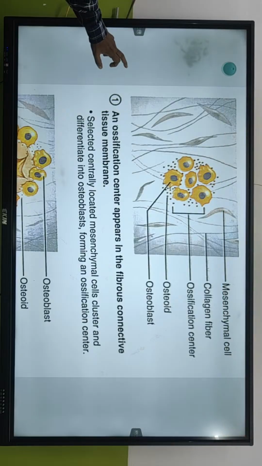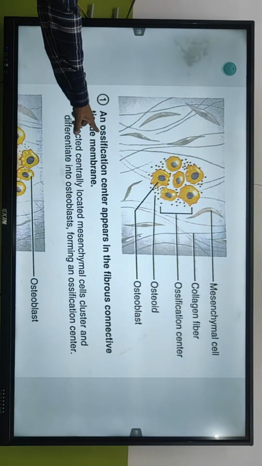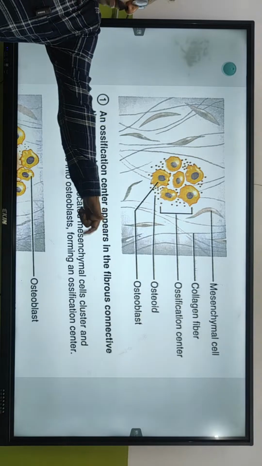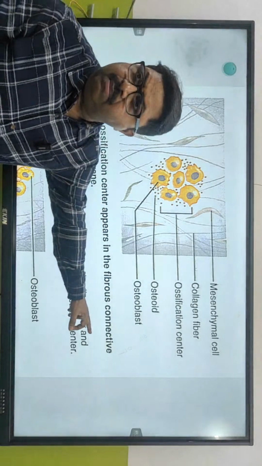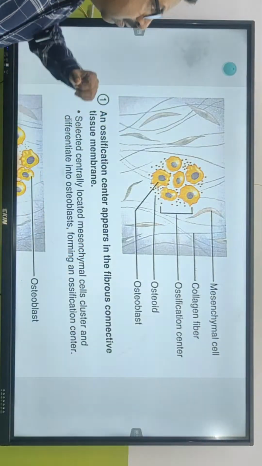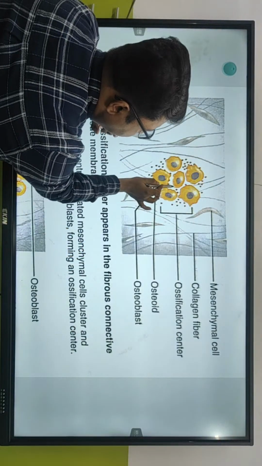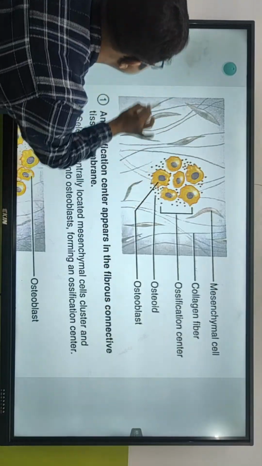देखो normally क्या किस तरह से बोन बनते हैं? How bone forms? An ossification center appears in the fibrous connective tissue membrane. So there is a fibrous membrane. क्या नाम है? Fibrous connective tissue है. Now एक टिश्यू है, उसके अंदर suddenly osteoblast cells. Can you see these osteoblast cells?